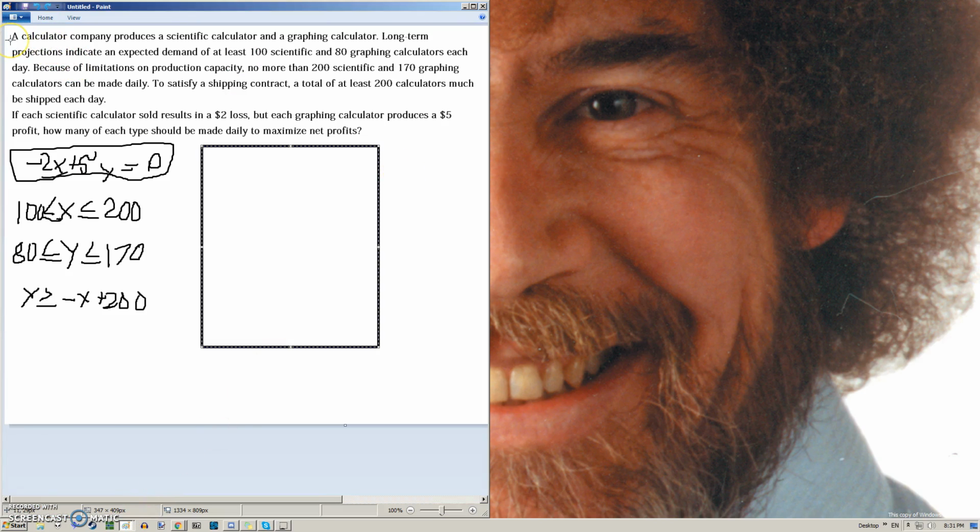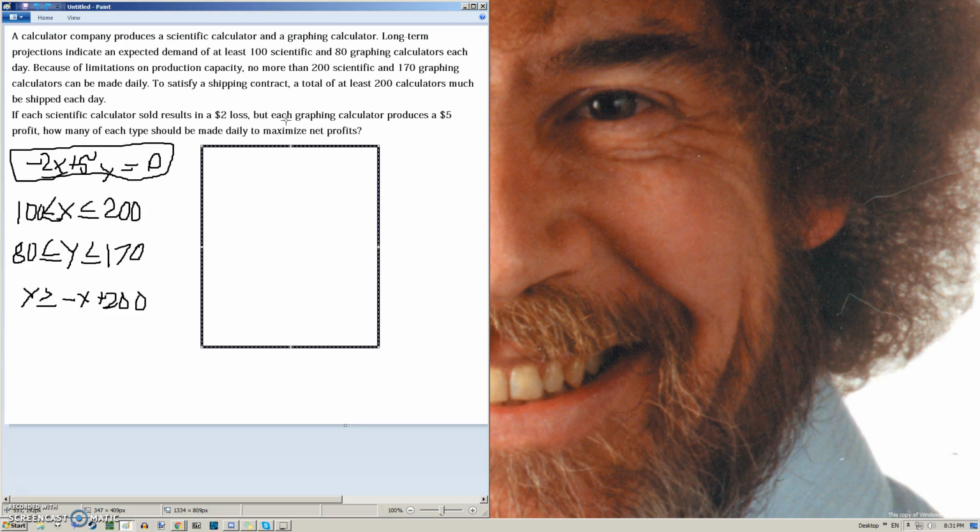Let's just read this verbatim. A calculator company produces a scientific calculator and a graphing calculator. Long-term projections, so that means that they're wizards, indicate an expected demand of at least, no, just 100 scientific and 80 graphing calculators each single day. Because of limitations on production capacity, no more than 200 scientific and 100 graphing calculators can be made each day.